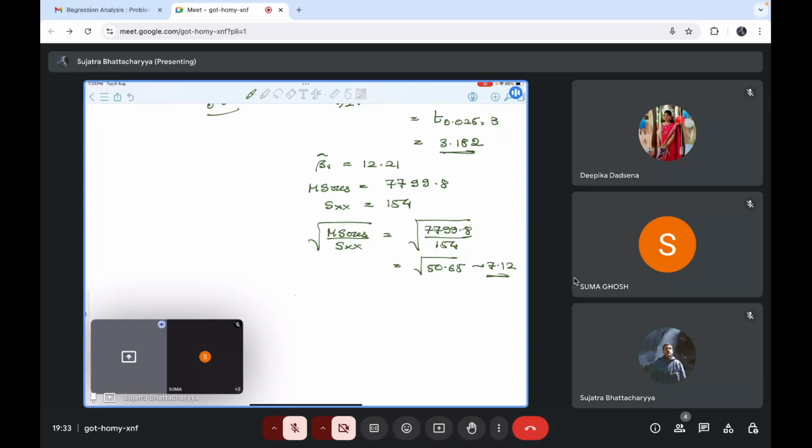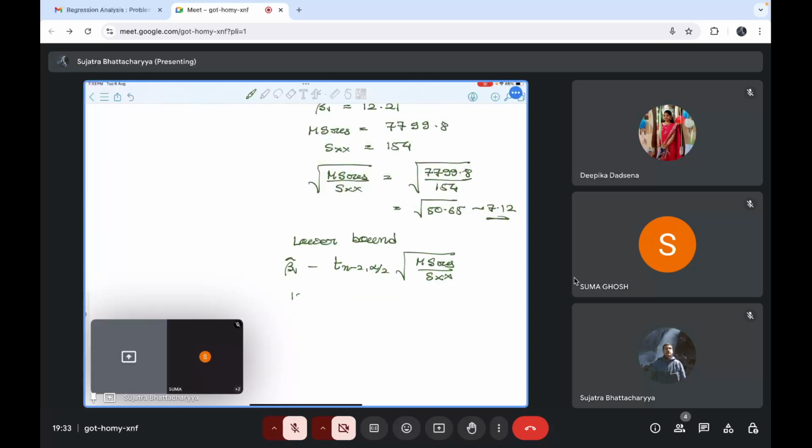Now just putting the values. The lower bound will always be subtracting from the beta 1 hat. So it will be beta 1 hat minus t n minus 2, alpha by 2, root over MS residual divided by Sx. Don't confuse between this n minus 2 and alpha by 2; I am sometimes writing alpha by 2 comma n minus 2. Same thing, just notation. 12.21 minus 3.182 times root over MS residual divided by Sx, which we have already calculated, and this entire thing is 7.1. So it comes out to be minus 10.44. This is the lower bound.